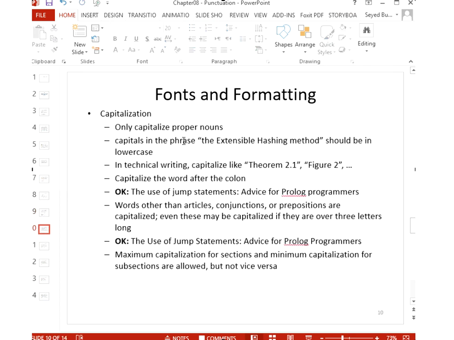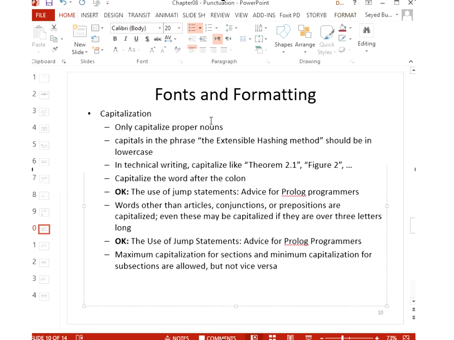Capitalization. What should be capitalized? What should not be capitalized? Capitalize only proper nouns. So in this example, the extensible hashing method, don't capitalize anything. You just have to put them in lower case. If you are referring to a theorem or a figure, you can capitalize them. Okay. If you have a colon, immediately after the colon, capitalize.